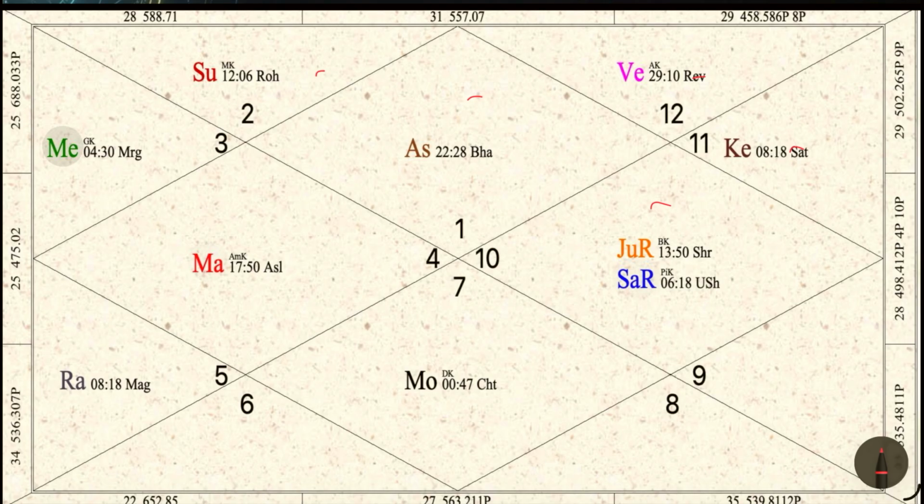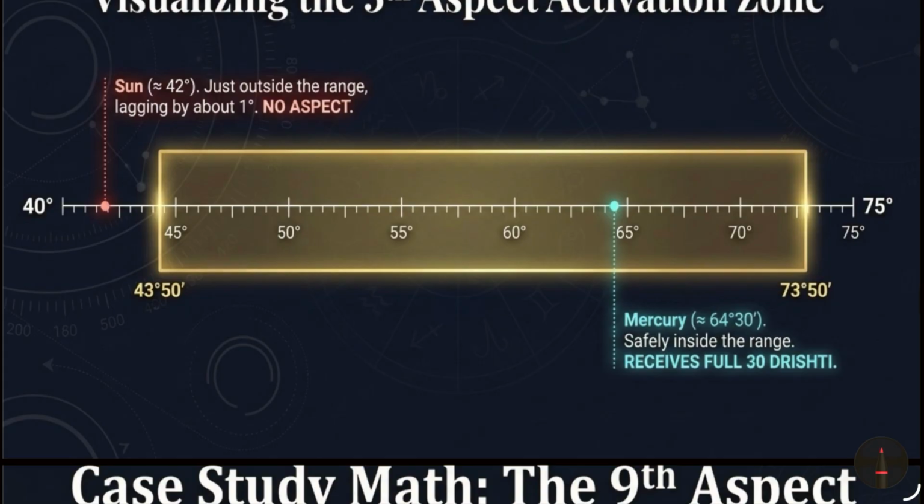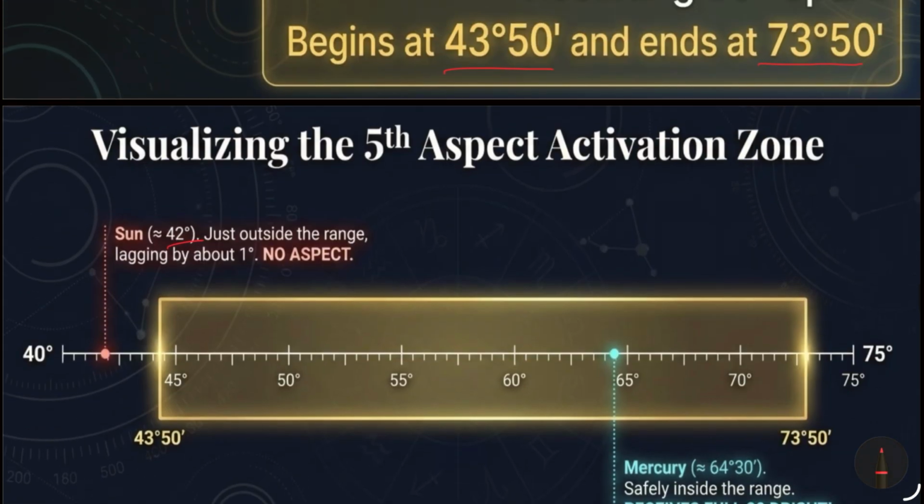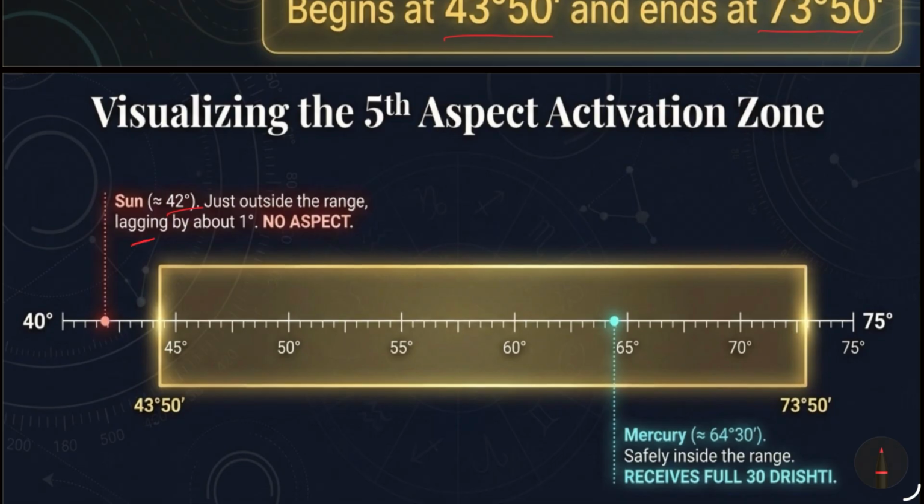5th aspect lies on the 2nd house. But whether Jupiter will full aspect to Sun or not, that we have to check. Sun longitude is 42.61 degree, and Jupiter's aspect starts from 43. So Sun will not get the aspect. Jupiter's aspect starts from his... So Mercury is lying between.